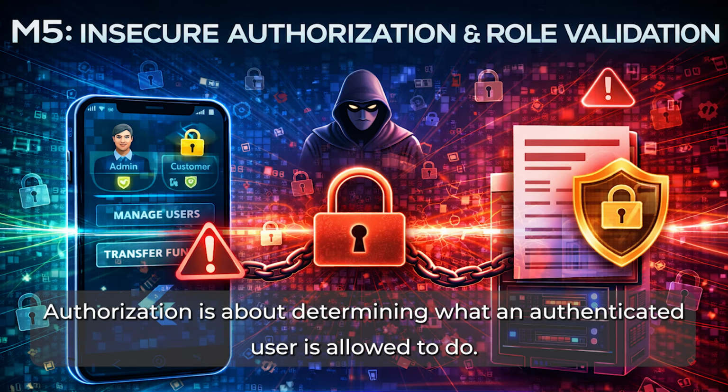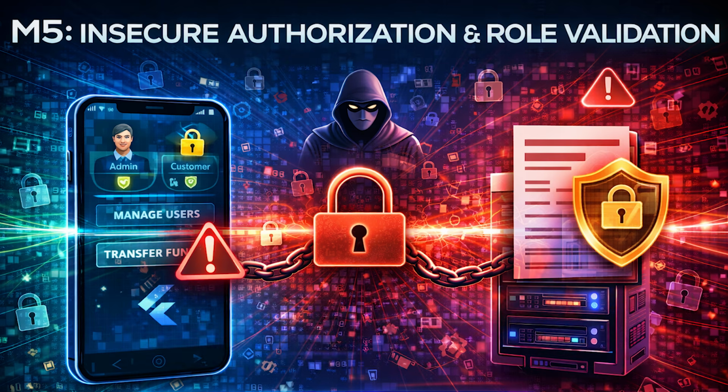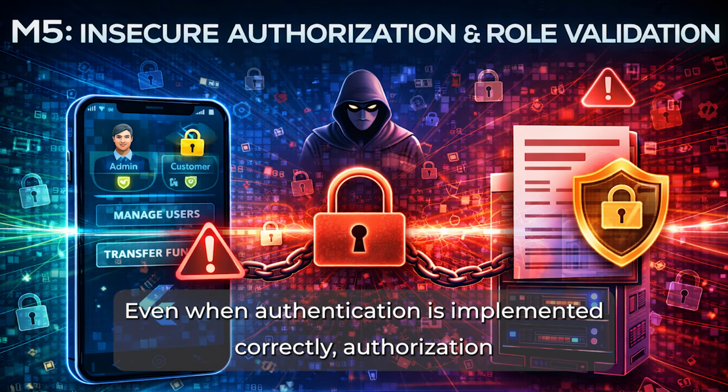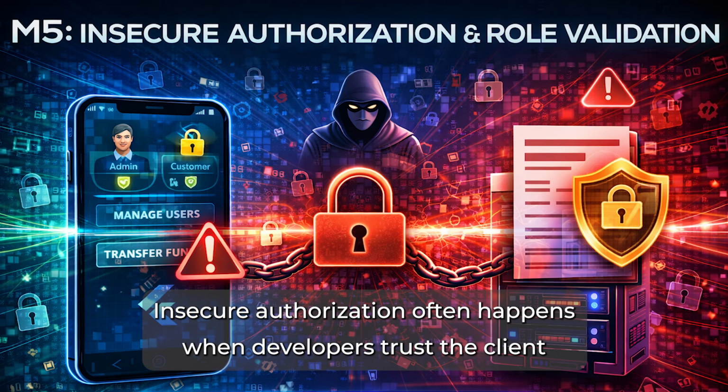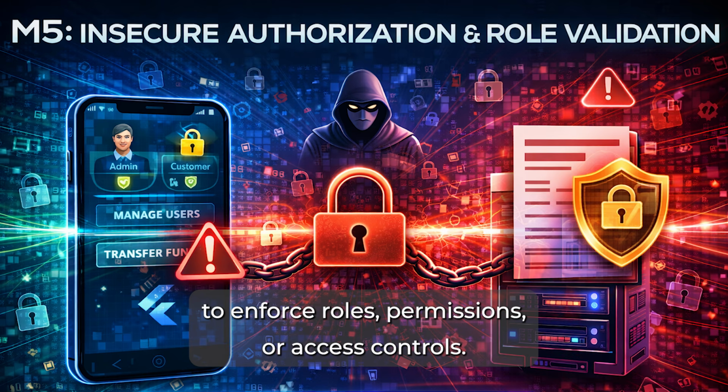M5. Insecure authorization and role validation. Authorization is about determining what an authenticated user is allowed to do. Even when authentication is implemented correctly, authorization failures can completely undermine application security. In Flutter apps, insecure authorization often happens when developers trust the client to enforce roles, permissions, or access controls.